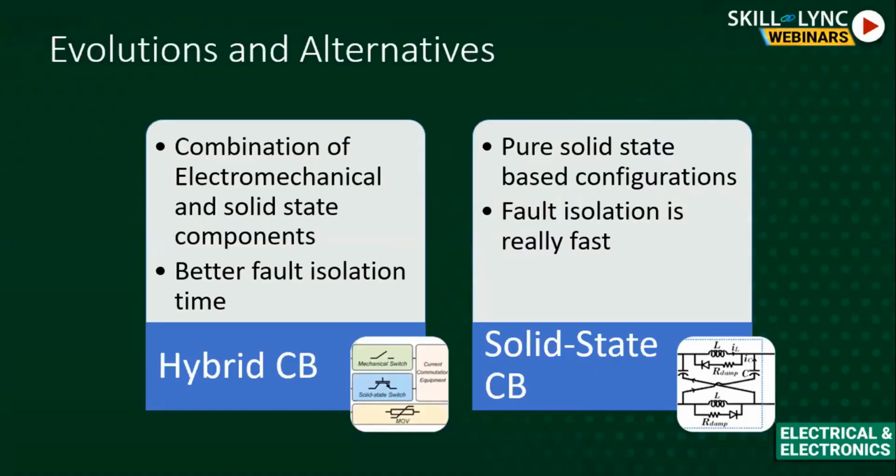The third alternative is pure solid state based configurations. In this case, the fault isolation really happens within hundreds of microseconds. So you can imagine that with the new technologies, like integrating the DC into the system and directly using this DC for our household appliances or the local industries, it will be very useful if we have solid state configurations, so that the system will have more security and reliability.